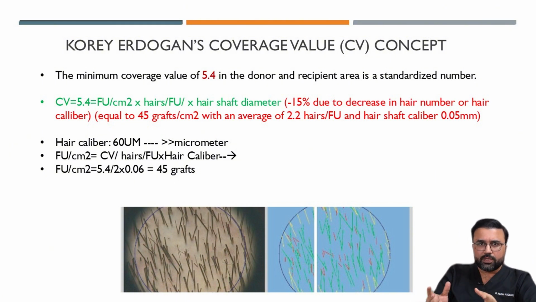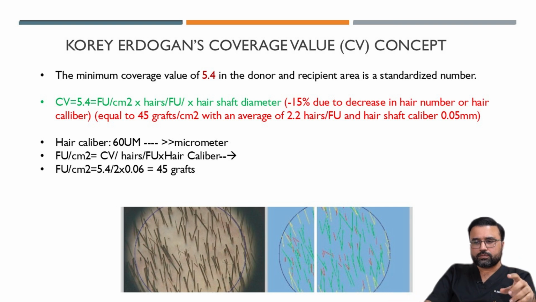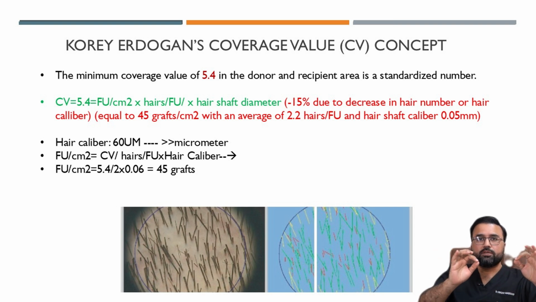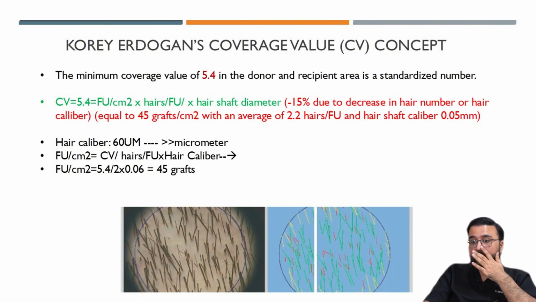This is a little bit of a complicated concept, but I'm making it very easy for you: just 45 grafts per centimeter square if the caliber of the hair is 0.05 mm. Usually the hair caliber in Asians, especially in the Pakistani population, is between 0.03 to 0.06 mm. So this is the coverage value, for the donor and recipient area both.